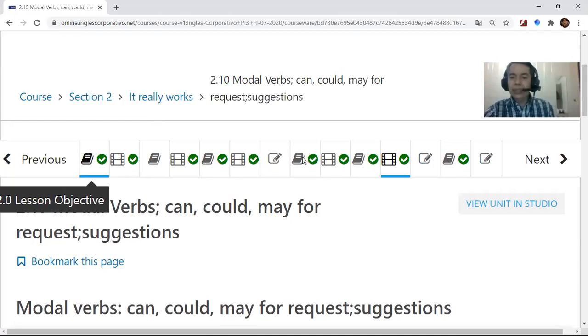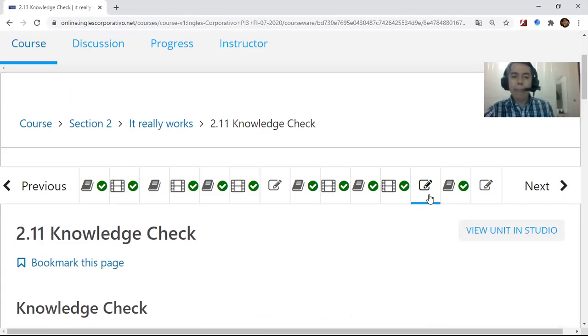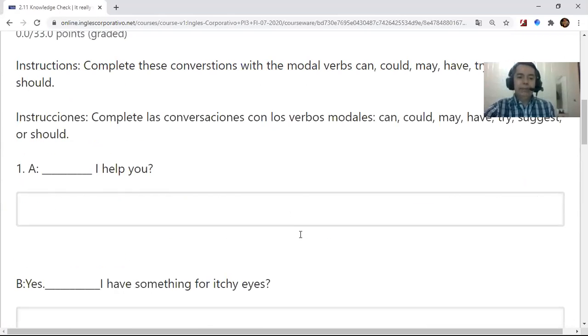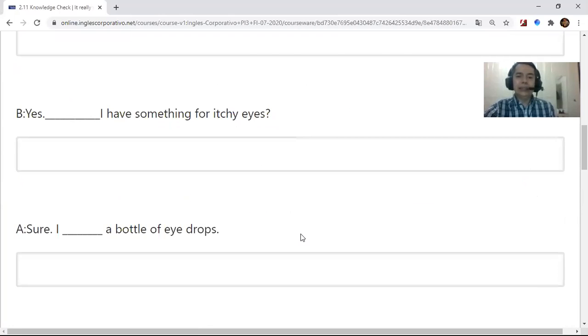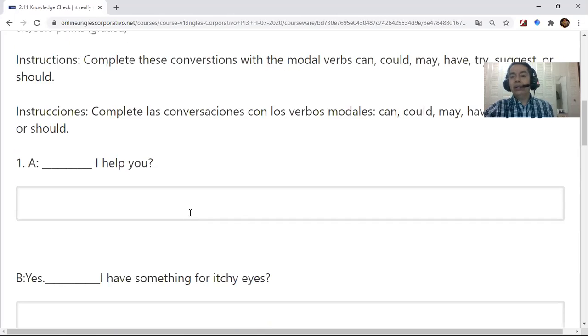Now, let's start with the knowledge check, right? Let me see this. Okay. Here it is related with the modals, right? In some cases, you can use can or could, right? For example, in this case, number one. Can I help you? Or may I help you, teacher? That's okay. Or could I help you, right? Okay. The three are acceptable in this case.